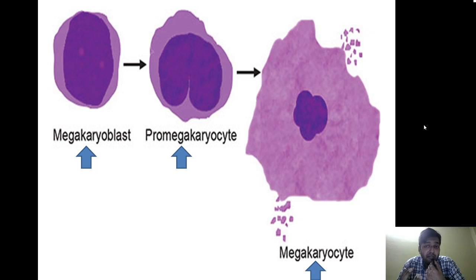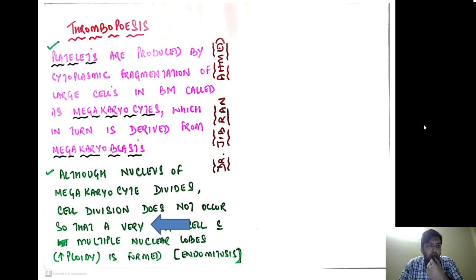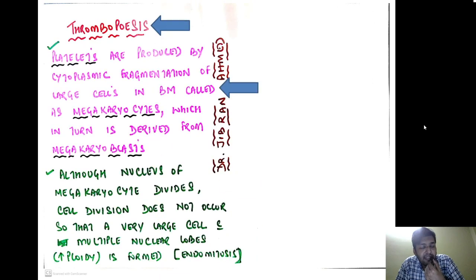Megakaryocytes are one of the largest cells present in the bone marrow, and this is actually a single cell containing many nuclei, and the platelets are formed by cytoplasmic fragmentation, as you can see in this image. So let us see a few points about thrombopoiesis. Platelets are produced by cytoplasmic fragmentation of large bone marrow cells called megakaryocytes, which in turn are derived from the megakaryoblast.